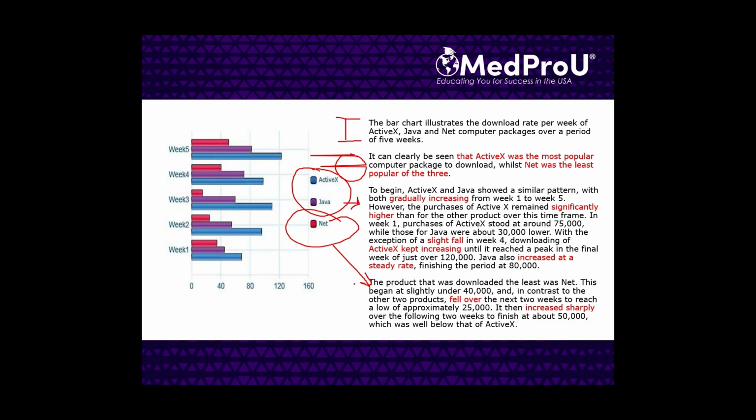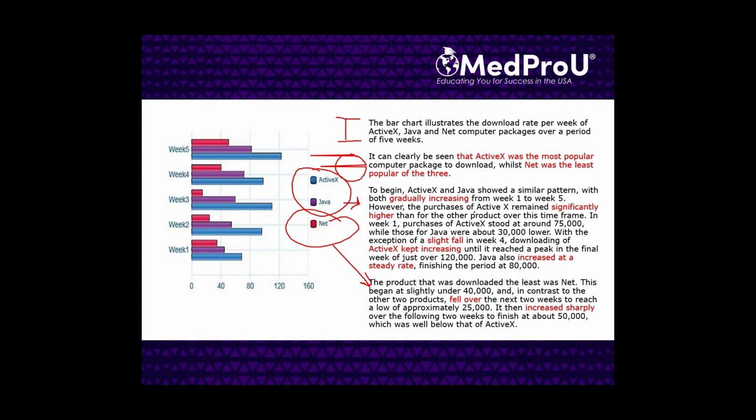Okay, so now, to begin with, ActiveX and Java showed similar pattern. So both of them are gradually increasing from week 1 to 5. But, okay, do we need to talk about everything? No. We just talk about the first week, the last week, and any significant week.